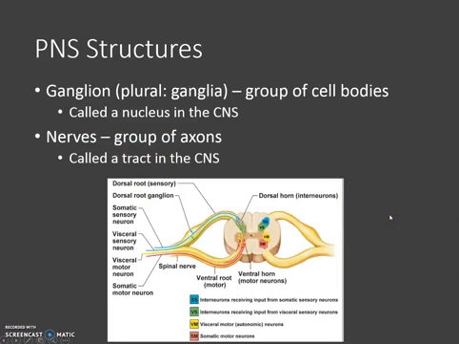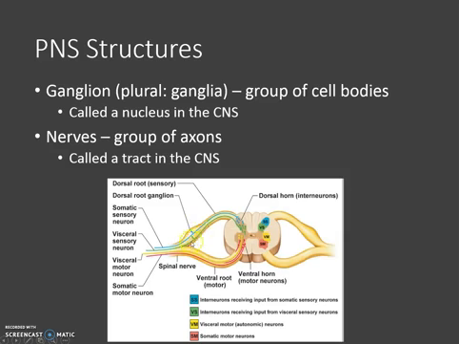In the peripheral nervous system, groups of cell bodies are called a ganglion. You can see this little area here. In diagrams like this, they draw the neuron in a simplistic way to make it a little bit easier to draw. Typically this little circle here would be the cell body, this would be the axon, and this would be the synapse or the axon terminals at the end. So a ganglion is just where the cell bodies are grouped together. This is where the synapses are happening.